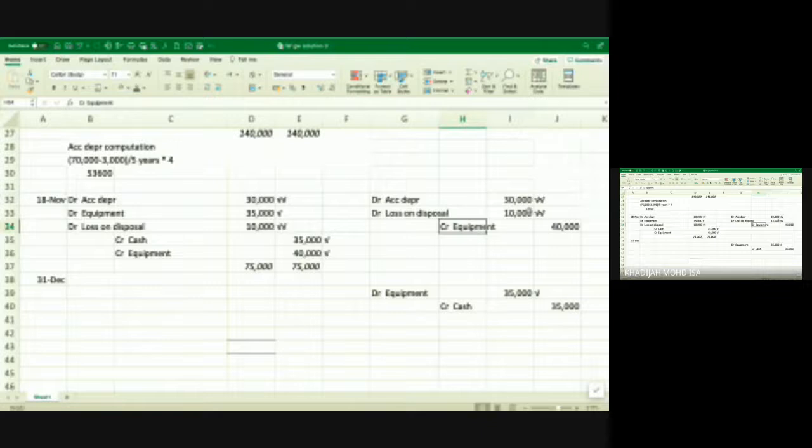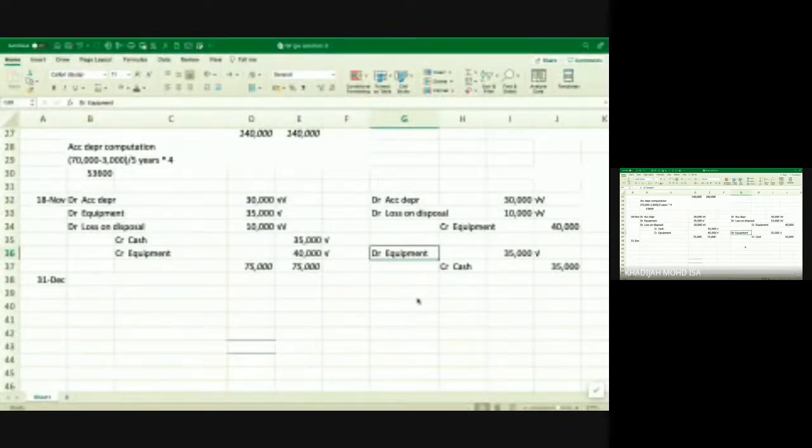This one is loss on disposal, because it's just the fair value, right? You don't pay anything. You pay for the new equipment, 35,000, so that is the cost of the new equipment. But the exchange, I think you just record that as the loss. So I think this is enough for you to record. For me, I like it.